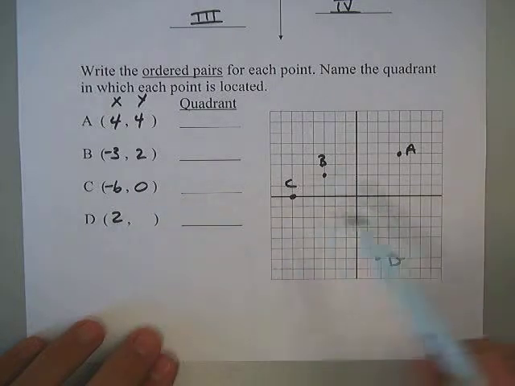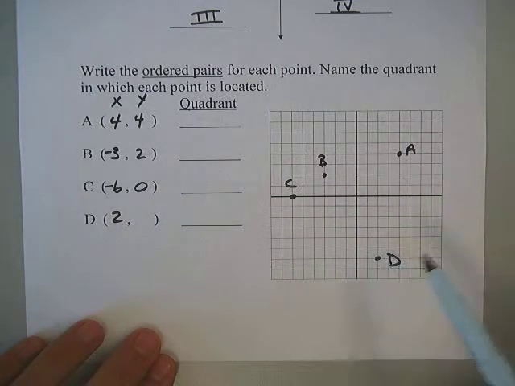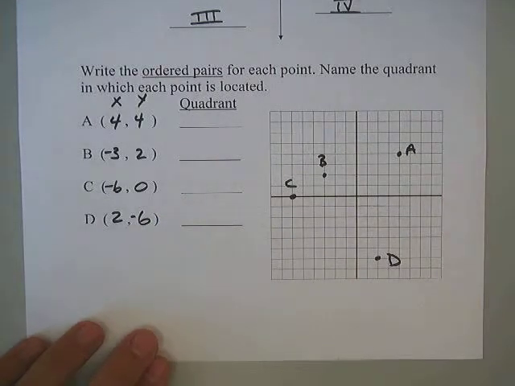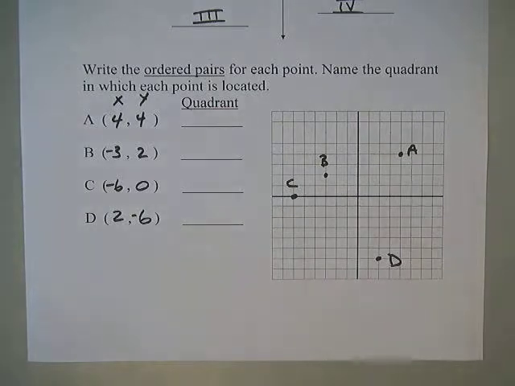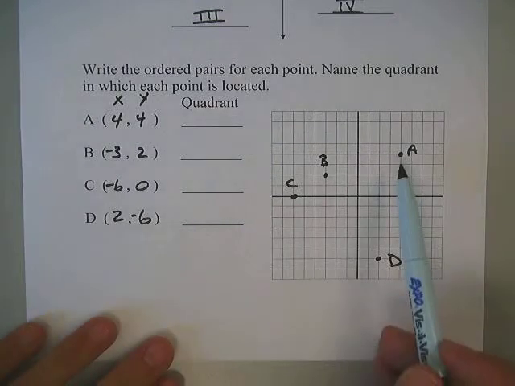And lastly, D, I'd go to the right 2. But this time I'm going to have to go down 1, 2, 3, 4, 5, 6. And if I'm going down, I describe that with a negative. Okay, so that's how you describe the coordinates or ordered pairs of points.